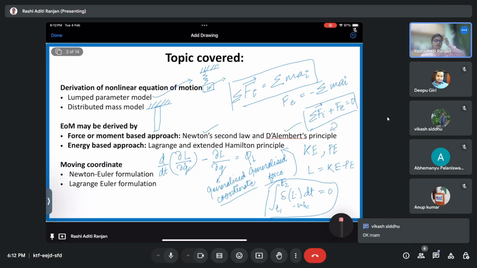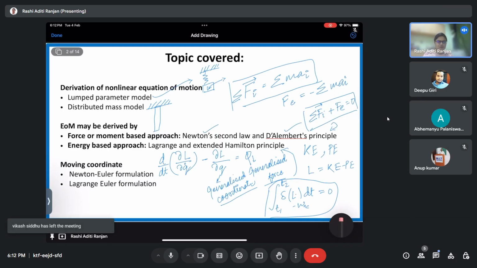Okay. So these are the two approaches, and I hope that the concept of generalized coordinate is clear to you all. See, we have two things. One is the physical coordinate, and the other one is the generalized coordinate. So, for example, if I consider a simple pendulum like this, okay, so it is actually oscillating in the plane, xy plane, right?